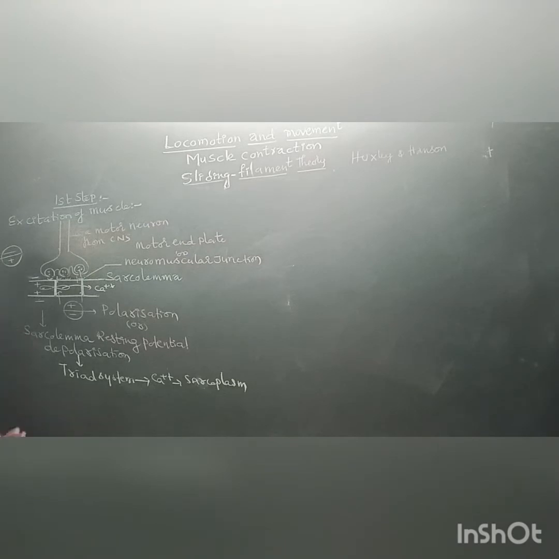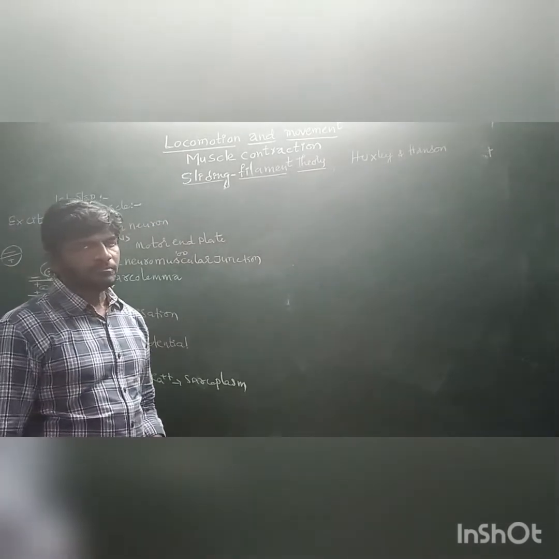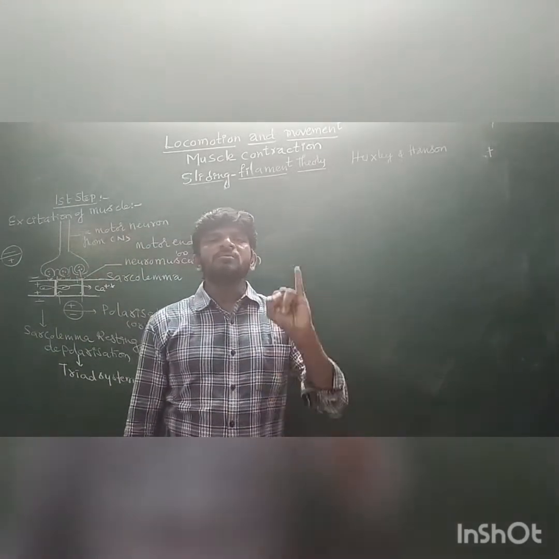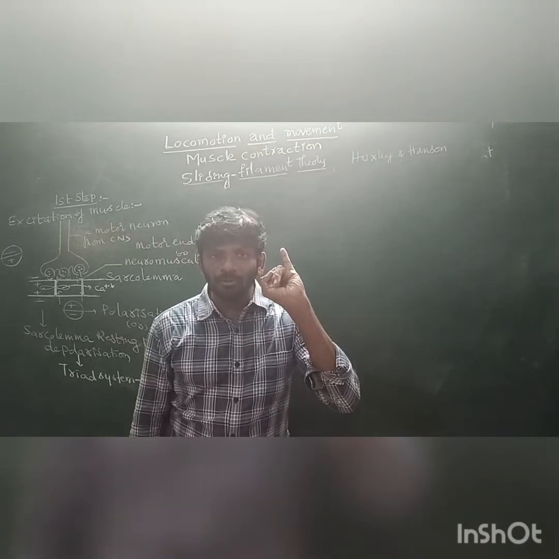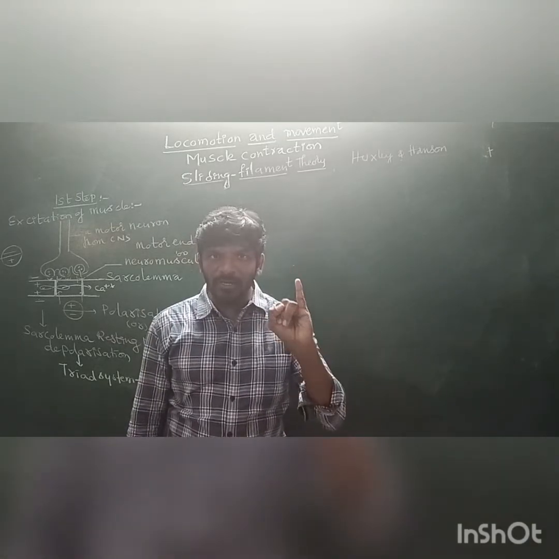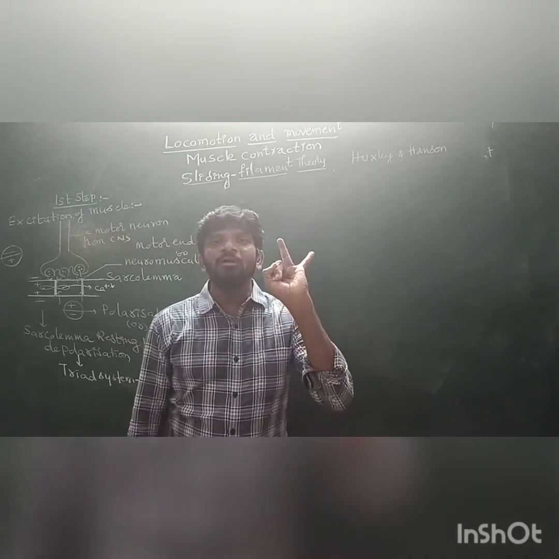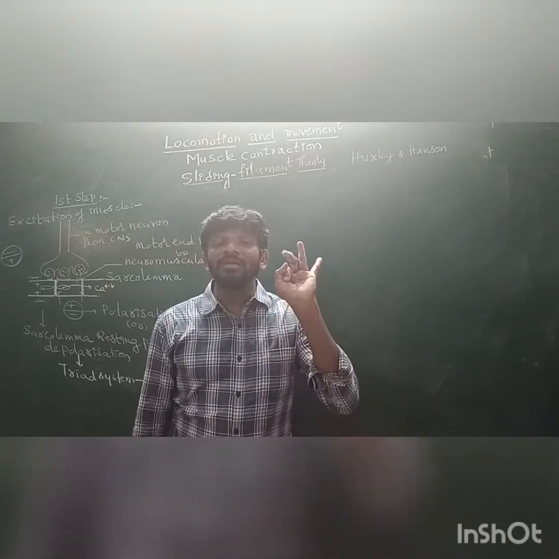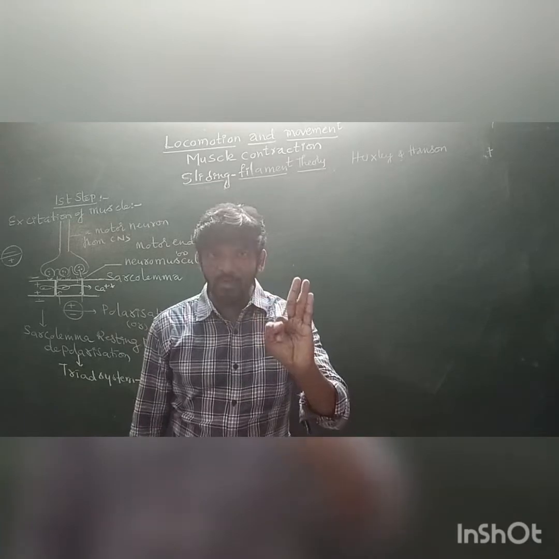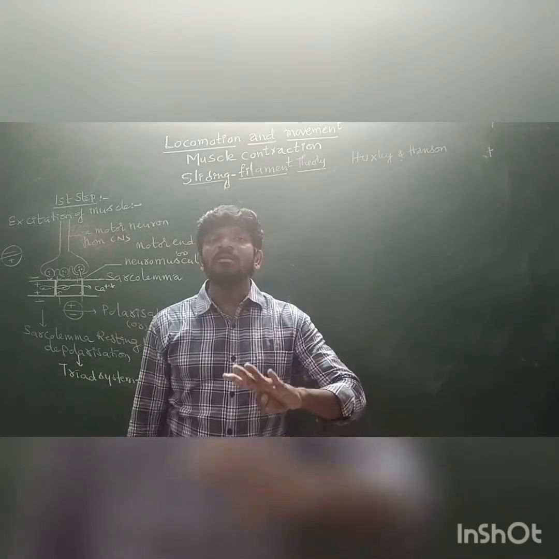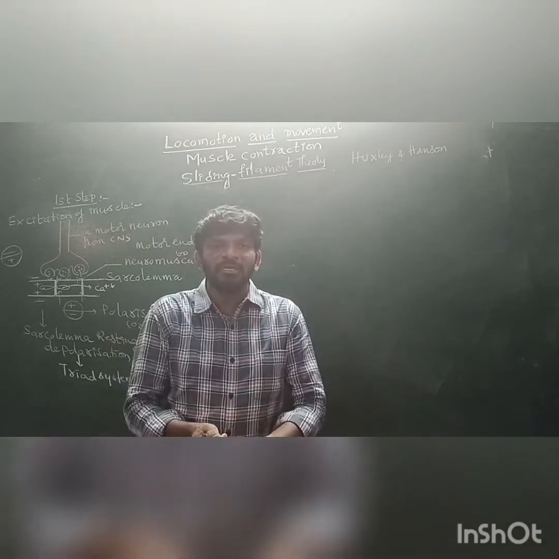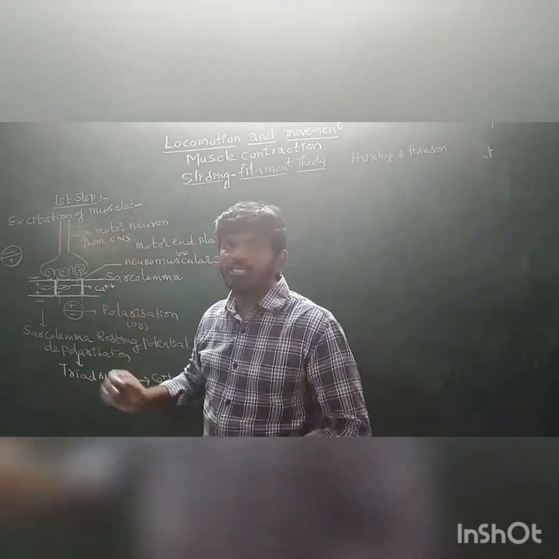I repeat again, a motor neuron from the central nervous system stimulates the sarcolemma at the neuromuscular junction. Arrow mark. Sarcolemma undergoes depolarization. Arrow mark. Depolarization renders into the triad system. Arrow mark. Calcium ions are releasing into the sarcoplasm. Arrow mark. And what happens next? This is all about the excitation of the muscle.